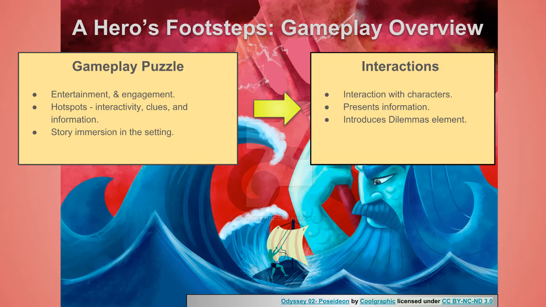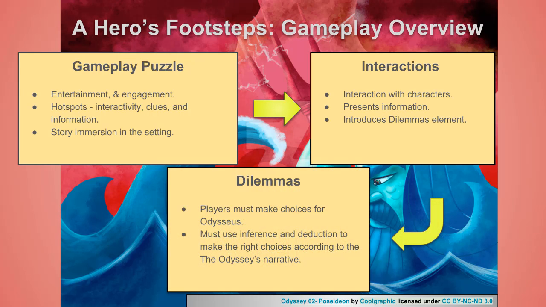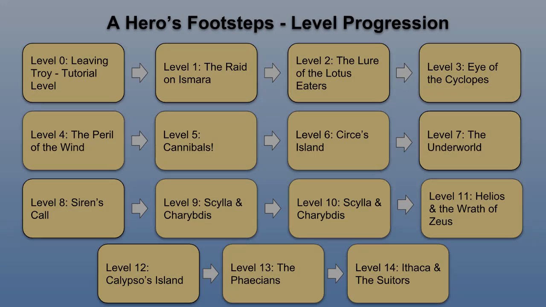Most interactions will include a dilemma element. Dilemmas allow players to make choices for Odysseus based on the content of the book. Here, players infer what they have learned through interactions and interactive hotspots to decide what Odysseus does next.